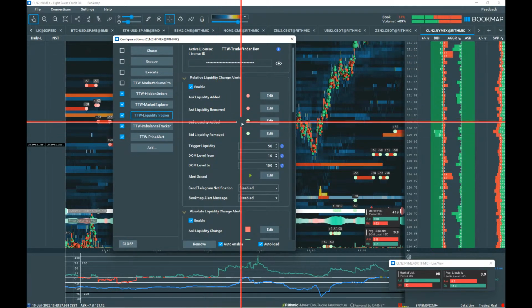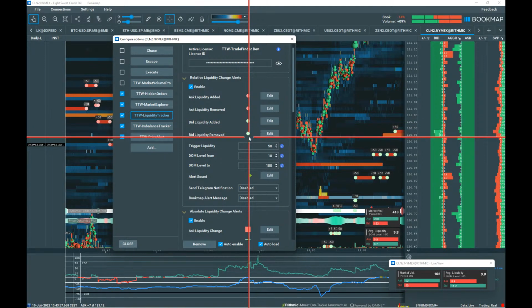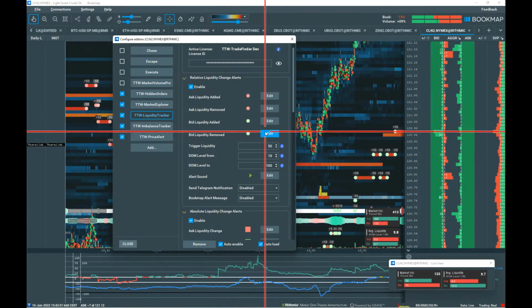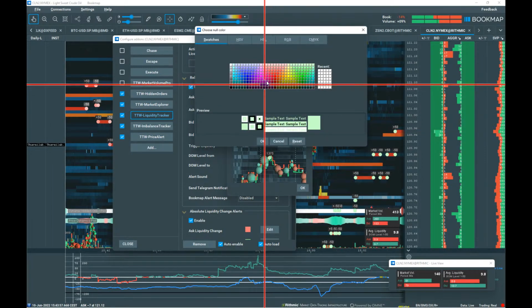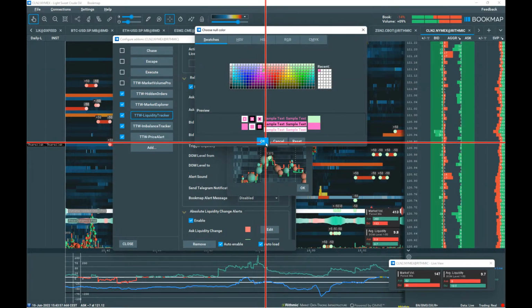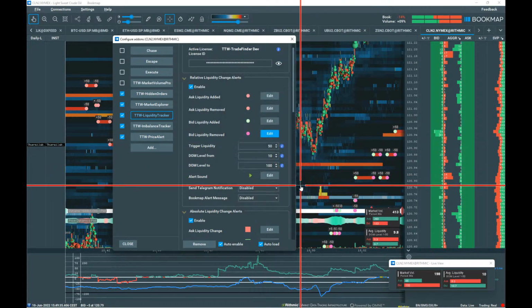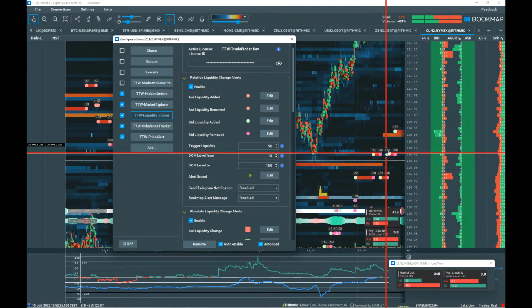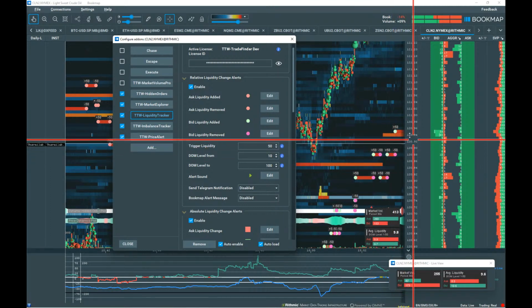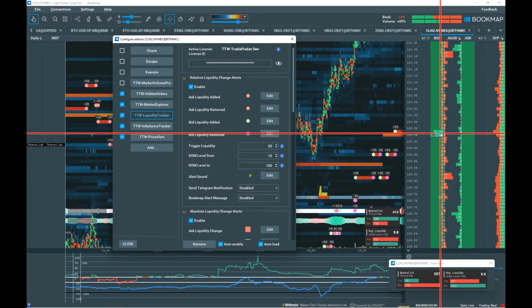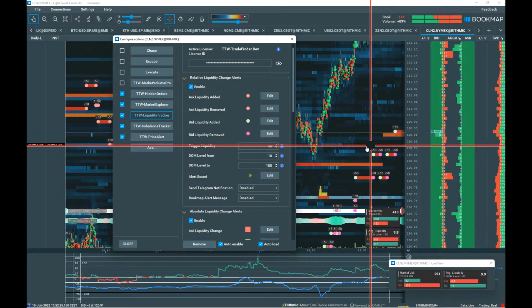You can change the number, you can change the colors, of course. Bit liquidity added, bit liquidity removed. Let's change the number here, the purple one. It doesn't matter, just to make it a little bit more visual. 50 contracts came up here. Now have a look to the right side where my cursor is, and you will see 54 contracts sitting at 95 in this case. Understandable?